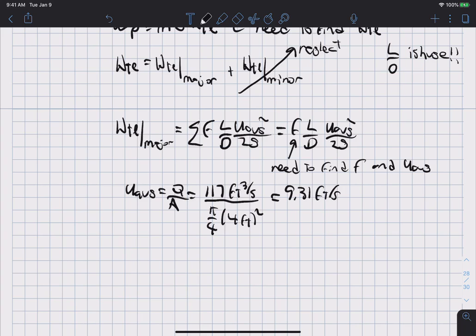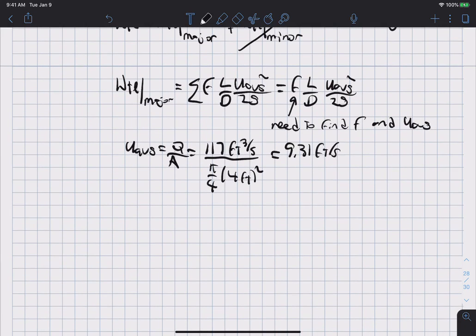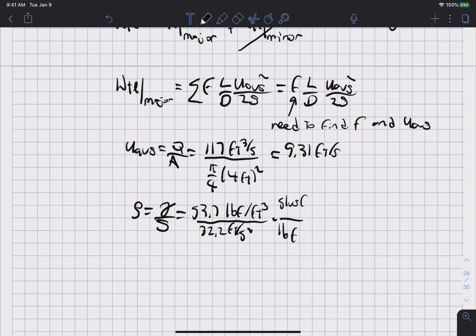Okay. Then we're going to need the density for the Reynolds number. So rho equals gamma over g, that equals 53.7 pound force per cubic foot divided by 32.2 feet per second squared. Okay, and I'm going to convert pounds force to slugs. So 1 pound force is a slug feet per second squared. And so the density is equal to 1.668 slugs per cubic foot.